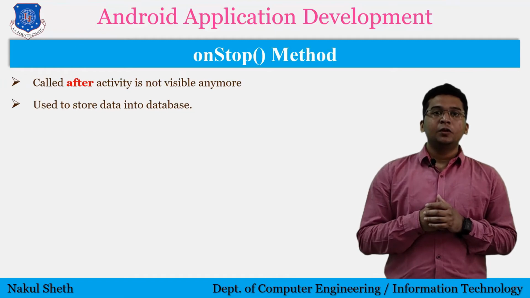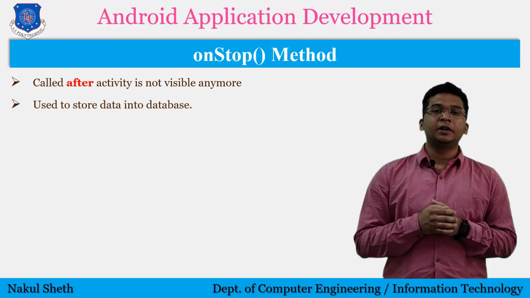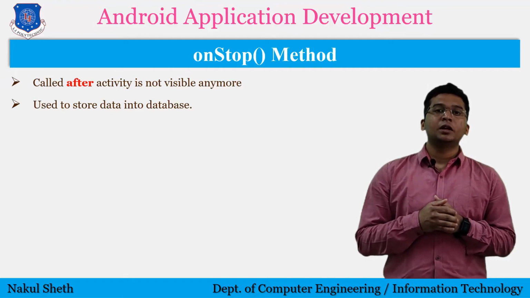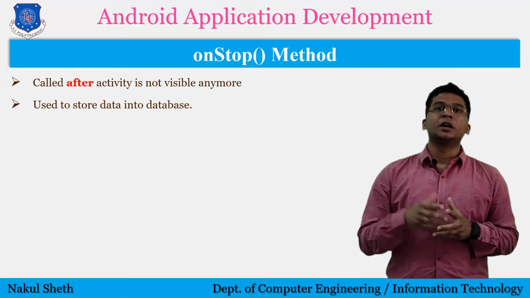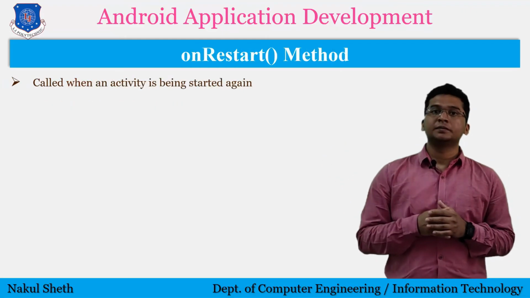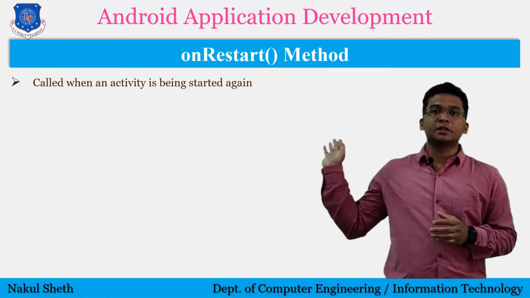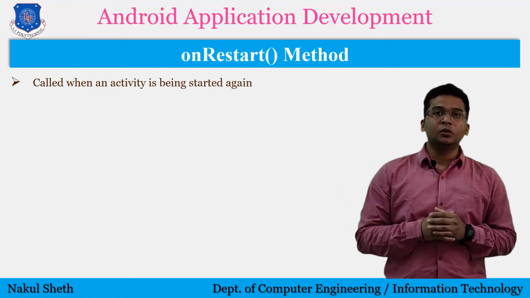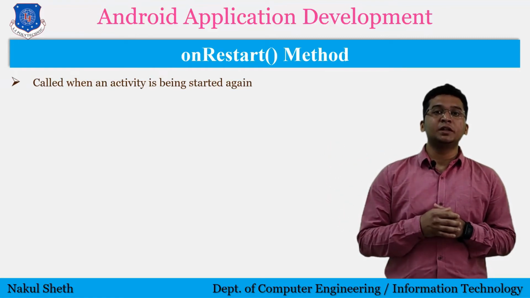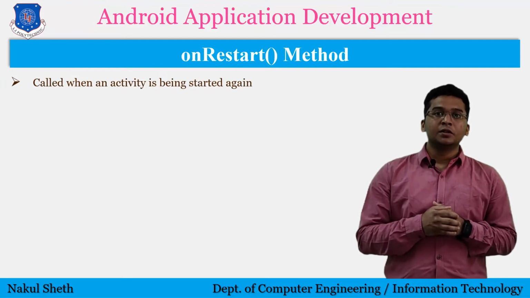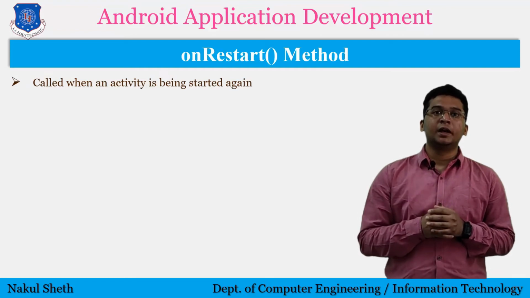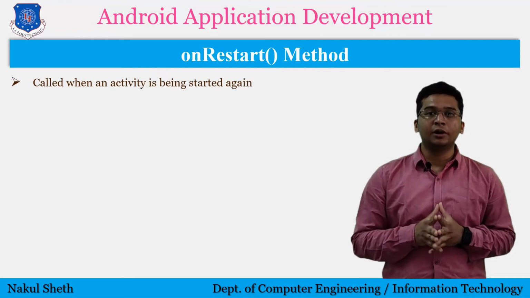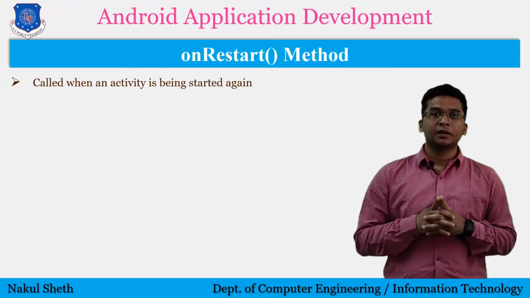After this onStop method, you stop interacting with your application. Then if you want to start interacting with the activity or application again, the system will invoke a method which is onRestart. So let us discuss onRestart. This onRestart method is called when an activity is being started again, which means when you open your app from recent apps, the first method invoked is onRestart.